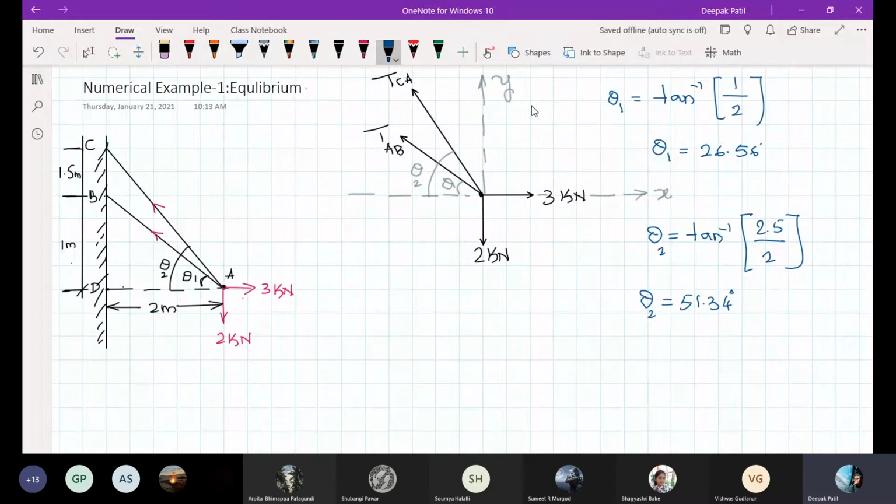Okay, right. Once you know the calculation of these angles, let me move further and apply the equations of equilibrium so that I can get the unknown forces. Let me do that. Just give me some time.